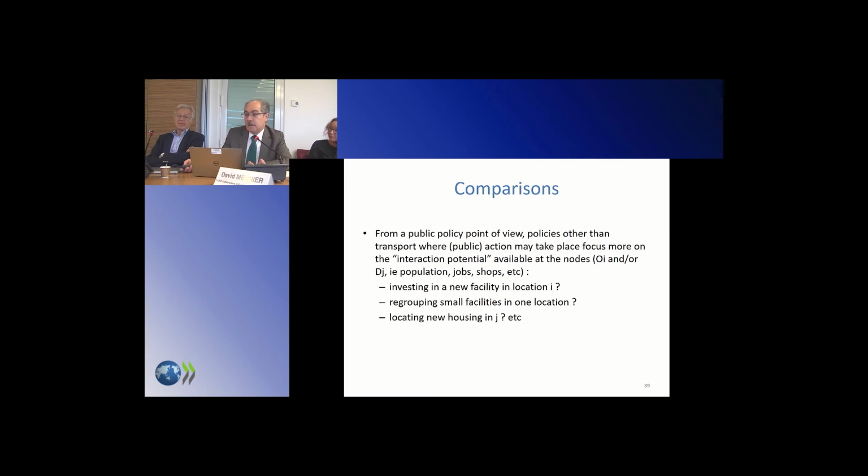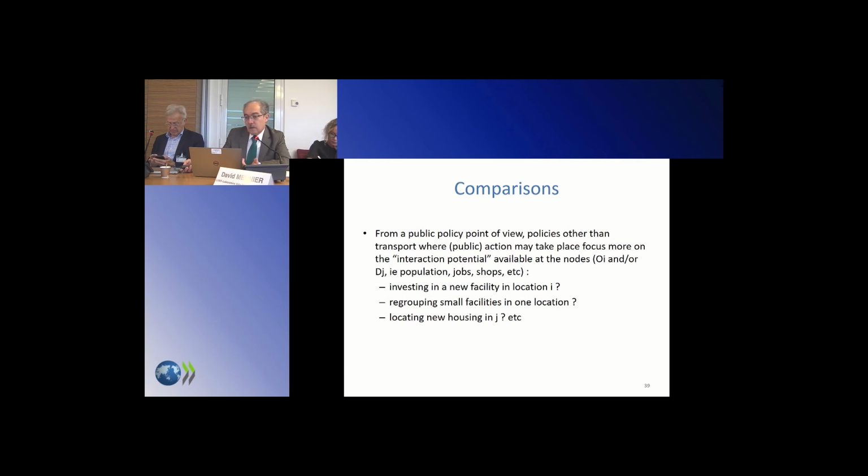well, in fact, local decision makers are rather not concerned by the costs of linking one node to another. It's not really their central concern. As elected officials, they are much more concerned by what happens in the nodes. It means the potentials that we have. It might be a location. It might be a population, jobs, shops, etc.